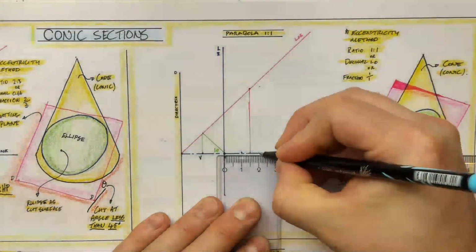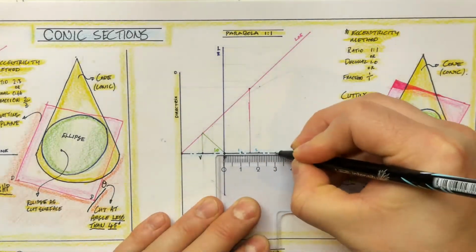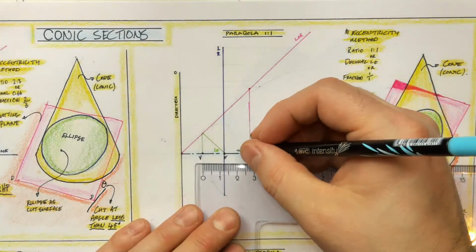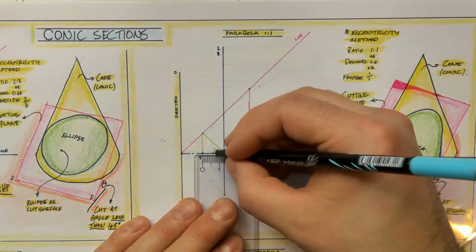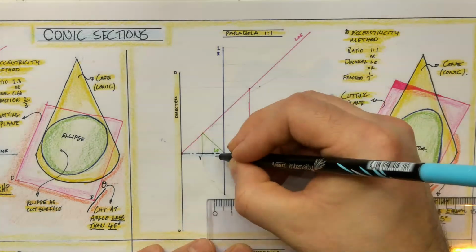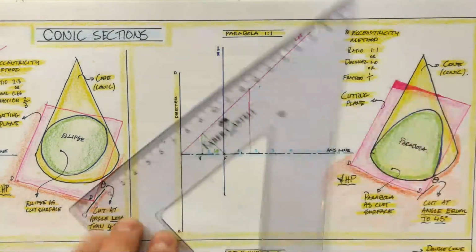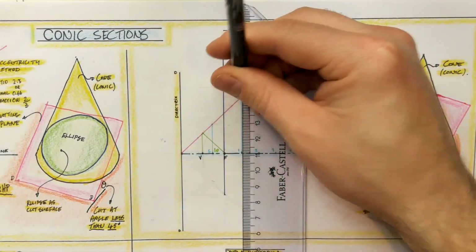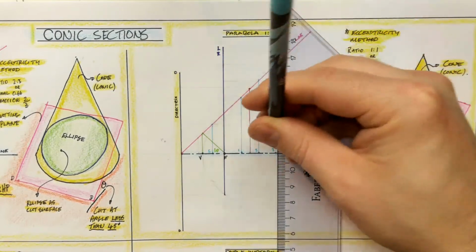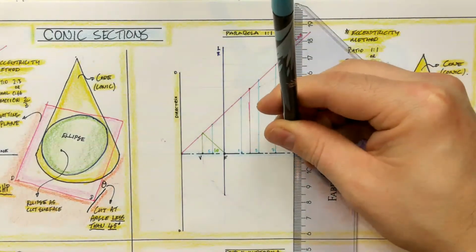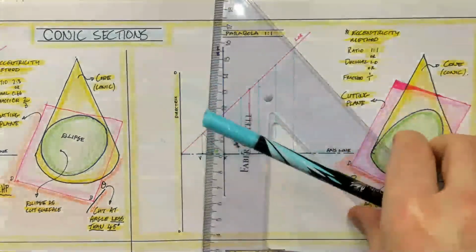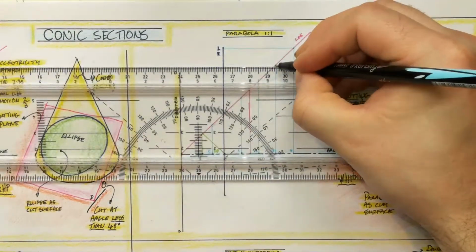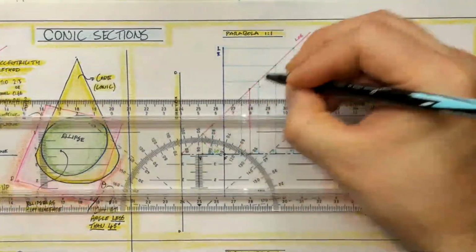So I'll mark out 1, 2, 3, and 4. And then between F and V, it's 12 mil, so I'll go 6 mil there, and I'll call that 5. All right. So draw your lines up now to hit your line of eccentricity. And then we will draw that on like so, over to hit the latus rectum line. No big deal there.